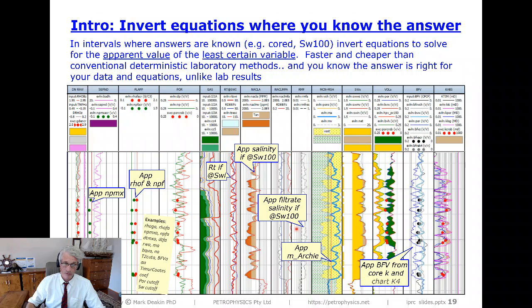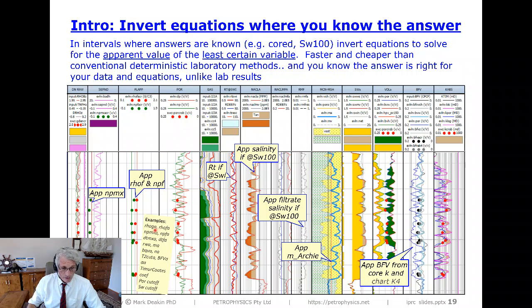Okay, so it's a very powerful and very quick, and in my opinion often a better way of doing it than doing lots of work in the lab. For example, you can work out T2 cut, the cutoff for the NMR, by this method, which is a much better method, I think, than doing it in a lab.